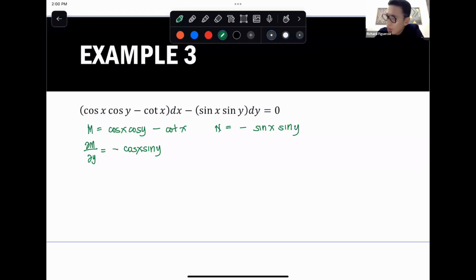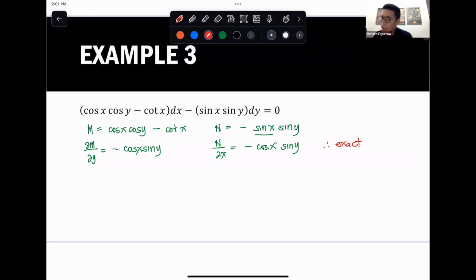Pagdating naman sa n, with respect to x, so that would be negative. The derivative of sine x, so ito yung variable natin, will be cosine x. And then we just write the constant, which is sine y. And as we can see here, both of them are equal to negative cosine x sine y. So therefore, this is exact.